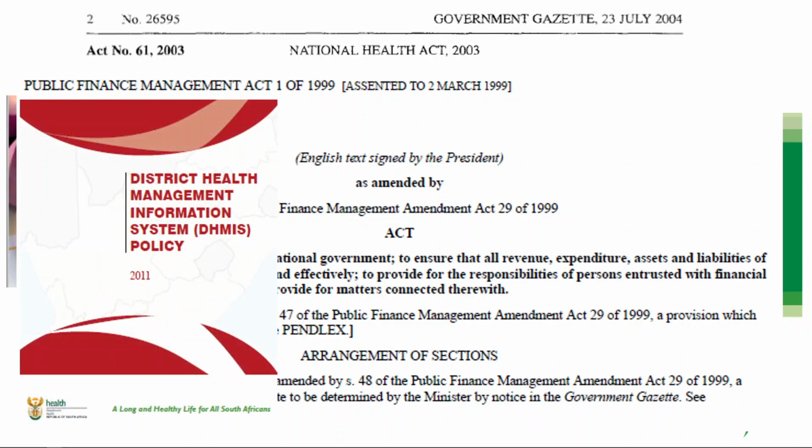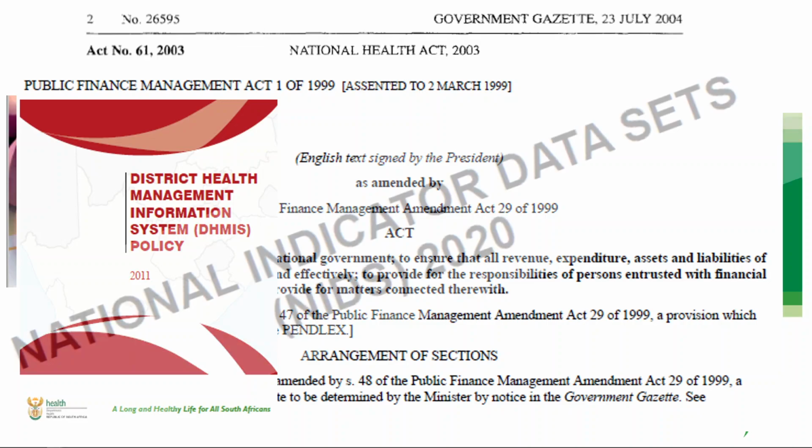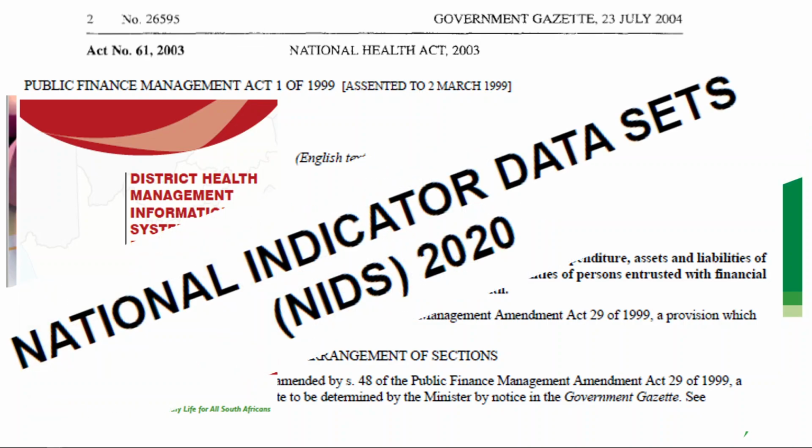Based on the PFMA, we have the district health information system that needs to be developed. These systems make it possible for us to measure what we have done with the funds, and to see where we are lacking or where we are overspending or underspending. And in this district health information system, we get the national indicator datasets. These are measuring tools or measuring systems that are in place so that we can account to the PFMA as well as the Health Act.